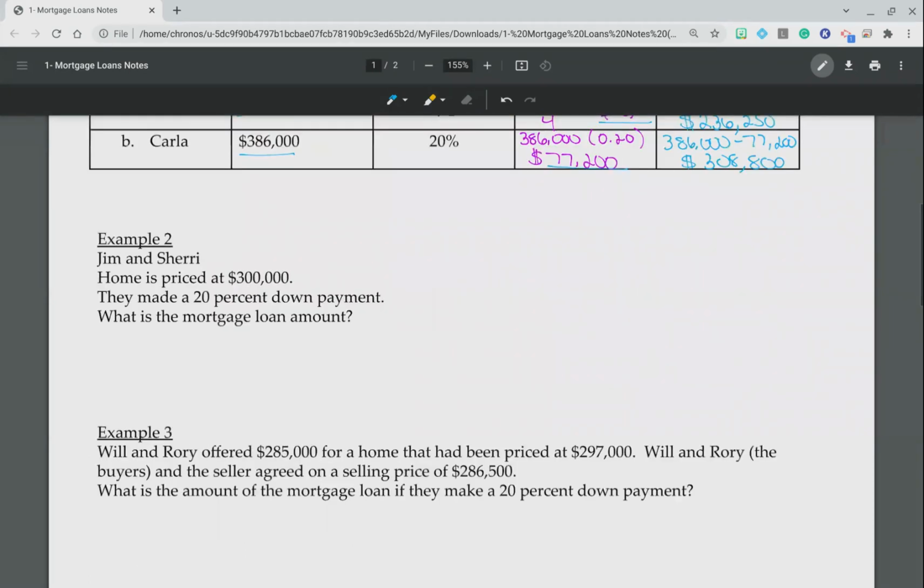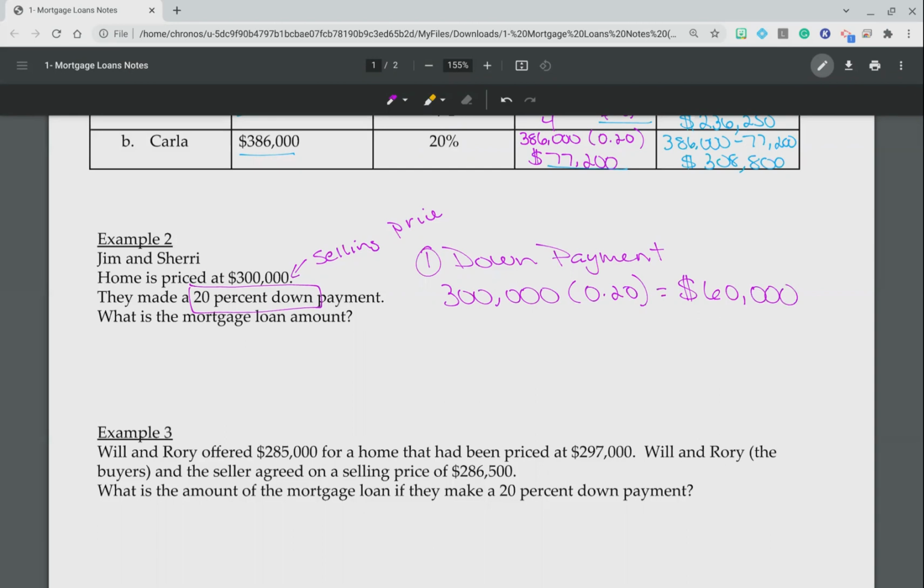Let's look at another one. Jim and Sherry bought a house, and the house cost $300,000. This is my selling price. They made a 20% down payment, and we have to figure out how much the mortgage loan is. Just like before, first I find my down payment. I take the selling price and multiply that by my down payment percentage, which was 20%. So I have a down payment of $60,000.